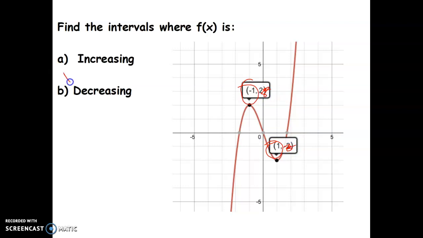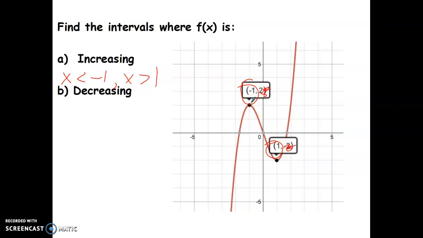This one is increasing when x is less than -1, right? I can see that in this area it is going up, and it is also increasing right here when x is greater than +1. Notice that this does not say greater than or equal to, because actually at -1 and +1, the graph is neither increasing nor decreasing. It's kind of stationary for a minute.